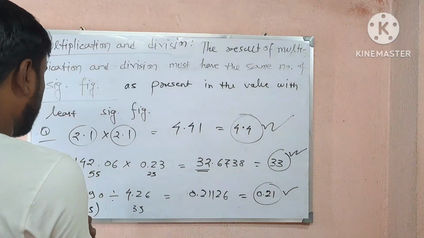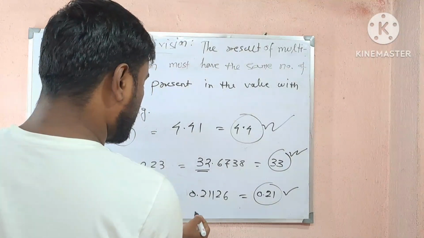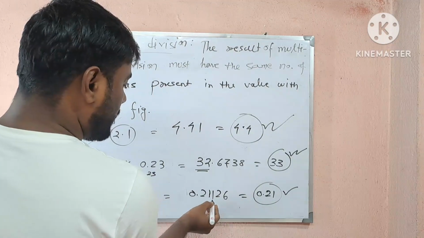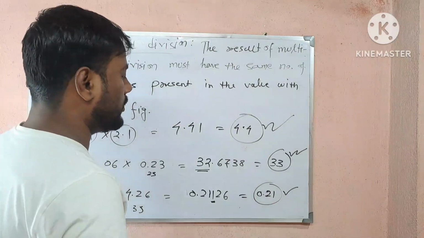Why? Because 2 is the least number of significant figures. So in the result, how many significant figures should be there? There will be 2 significant figures. So we have to look at this one. This one is less than 5. That is why the result will be 0.21.